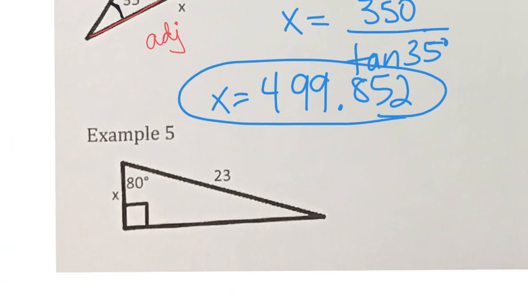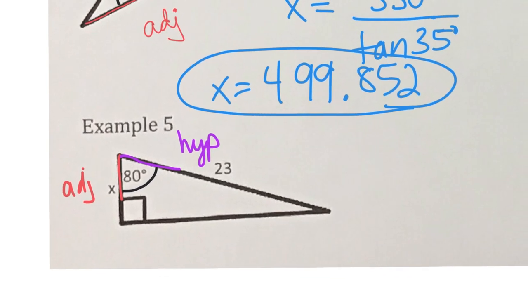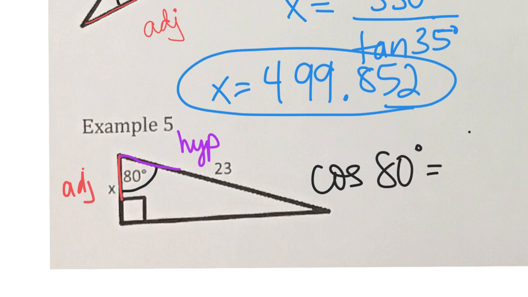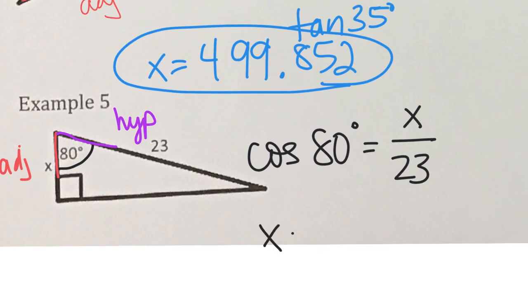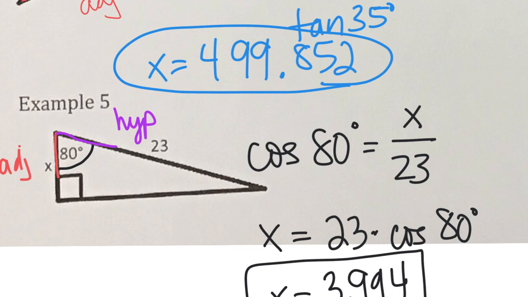Okay, and our last one, 80 is your angle. X is the adjacent side, and 23 is your hypotenuse. So once again, we're going to use the cosine ratio. The cosine of 80 degrees equals adjacent x over hypotenuse 23. Okay, so your variable is on top, so we're going to times in your calculator. 23 times the cosine of 80 degrees, which gives 3.994.